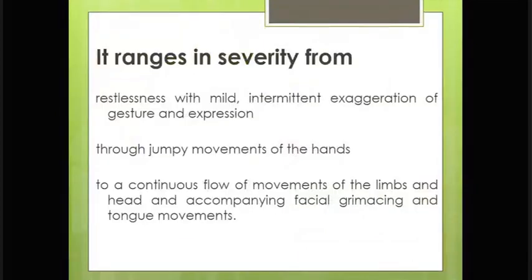Chorea has a range of severity. Maybe we describe the full-blown picture, but in mild cases, maybe it's not more than restlessness. Maybe then it becomes a jumpy movement of the hand. Then it progresses to be so severe that the patient has a continuous flow of movements of limbs and head, accompanied by facial grimacing and tongue movement, which is the full-blown picture.